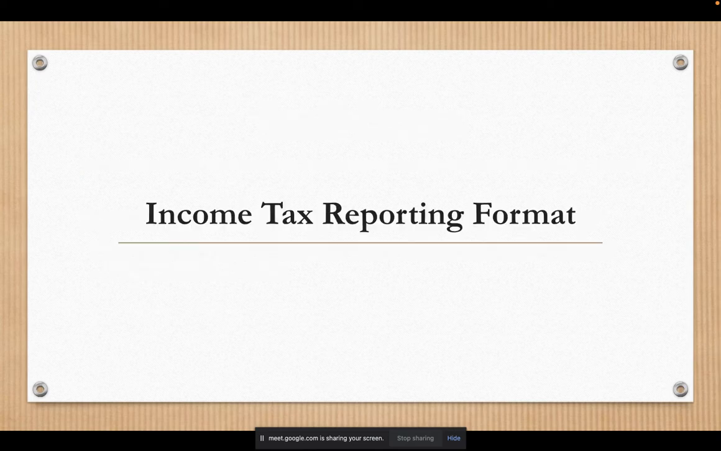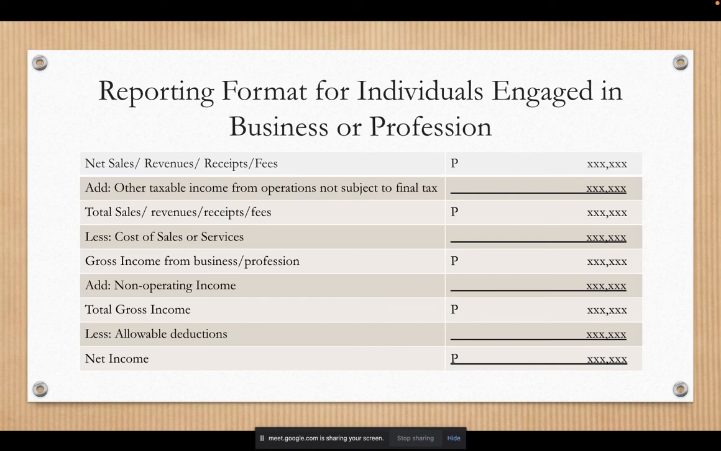Alright? So income tax reporting format, you will have this. And I'm sure you're very familiar with this because you have your accounting one already. So it's going to be from the net sales, plus all other taxable income from operations not subject to final tax. Notice there is always not subject to final tax because if it is already subject to final tax, you no longer have to add it here to get your gross income. All right? So in total sales and then less cost of sales or services, that's going to be your gross income from business operation, and then add non-operating income, then your total gross income less all allowable deductions, that's going to be your net income.